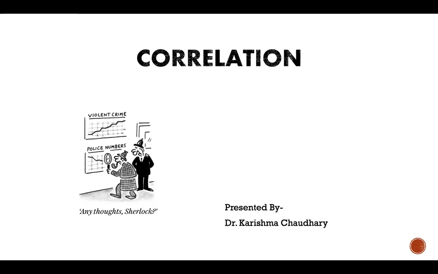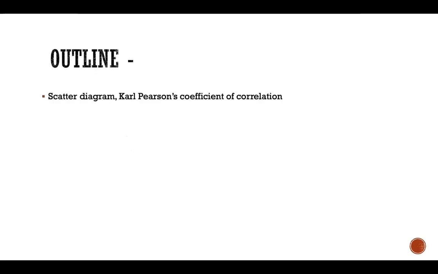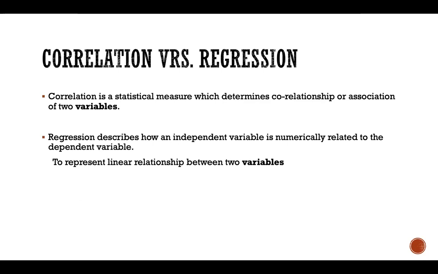So what are the formulas that can help us find the numerical value of correlation, which will help us make better decisions? Let's study it. In this video, we'll cover the scatter diagram again in brief and the Karl Pearson coefficient of correlation. We have other measures too that we'll be talking about in upcoming videos.